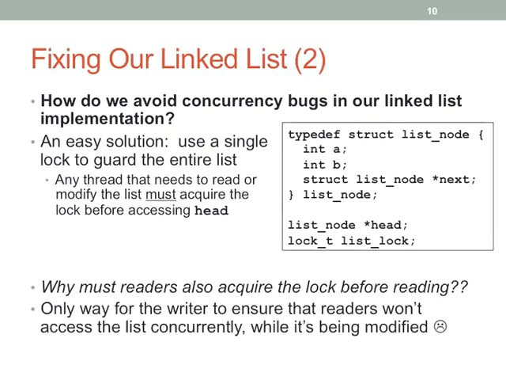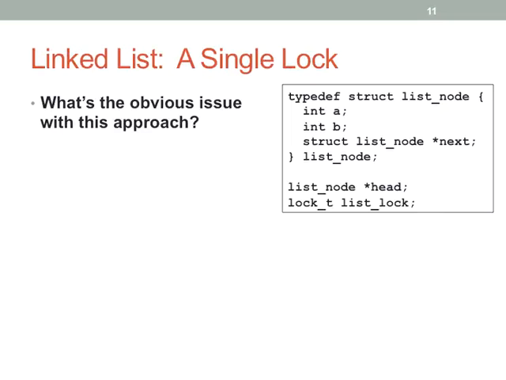Already talked about this. The writer needs a guarantee that no reader is actually using the list. So obvious issue. I have a single lock. You could phrase this in many different ways. But all readers and writers must acquire this one shared lock before they're allowed to manipulate the linked list. What's the obvious issue here?